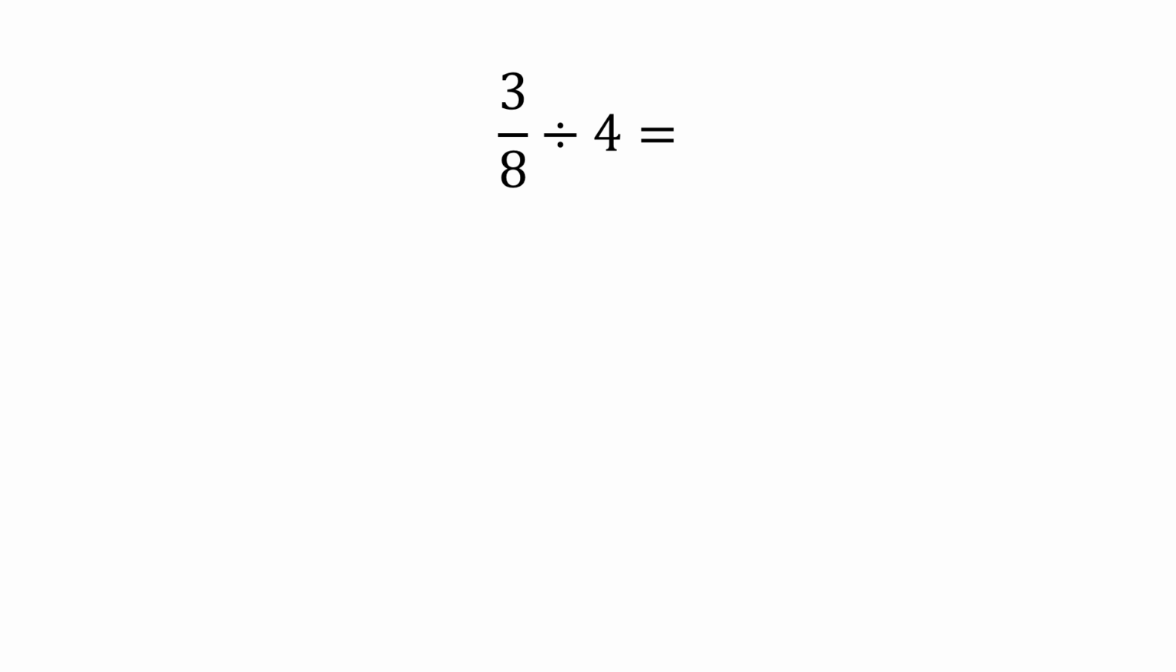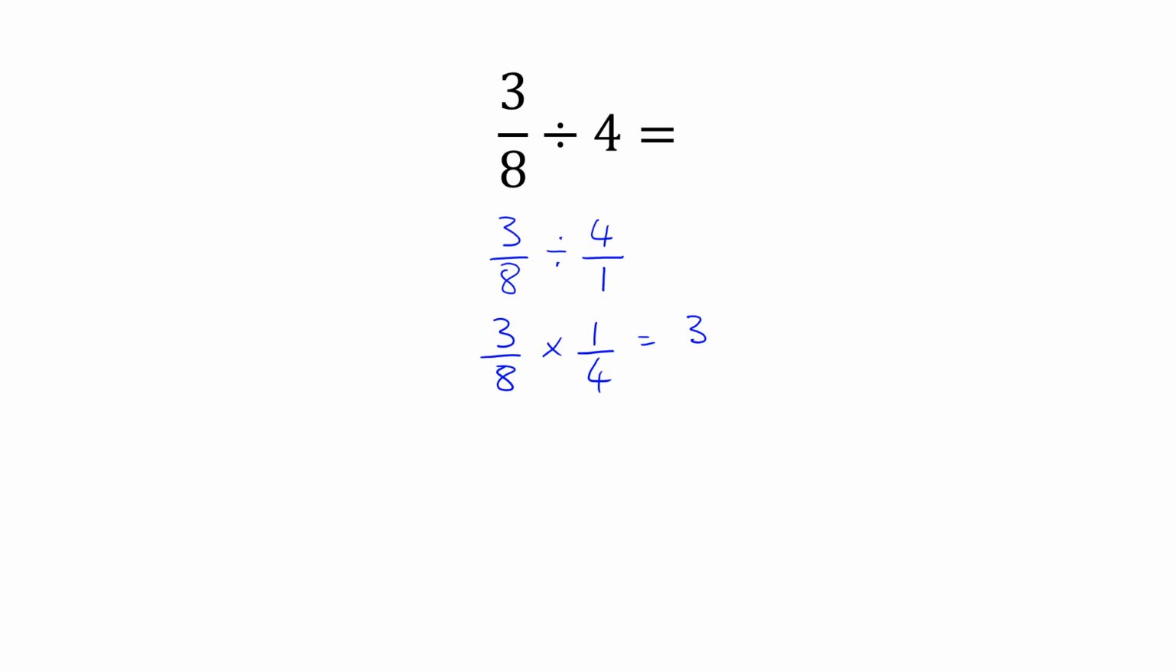Keep, change, flip also works when we're dividing by whole numbers if we first make that whole number into a fraction. So here we've got 3/8 divided by 4/1. Now we can keep, change, flip, so we've got 3/8 times 1/4.